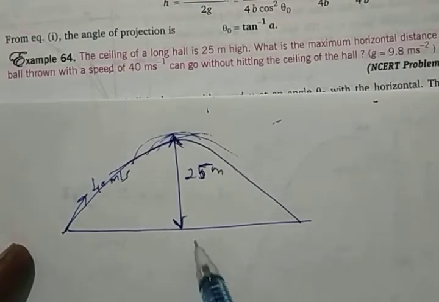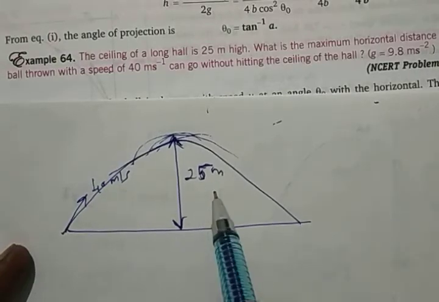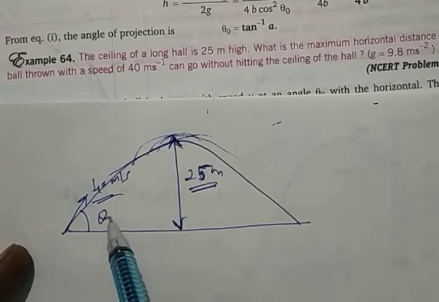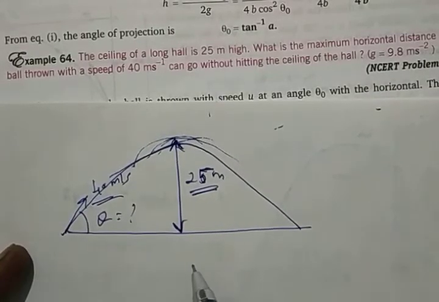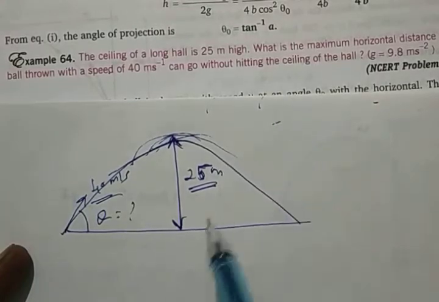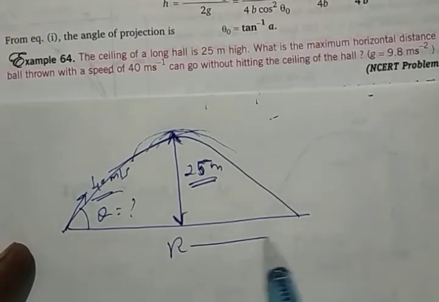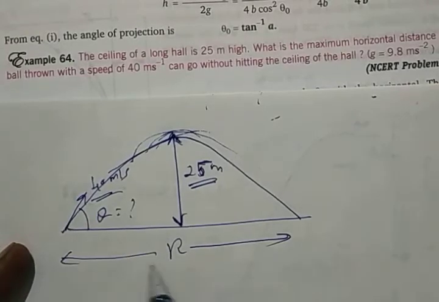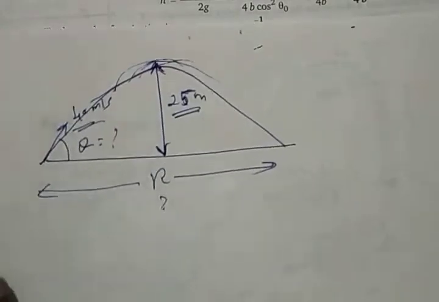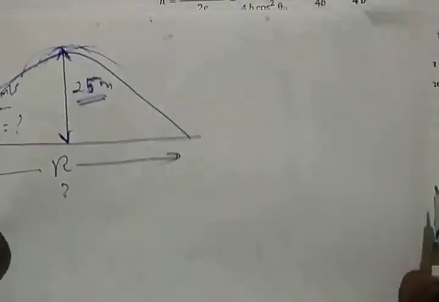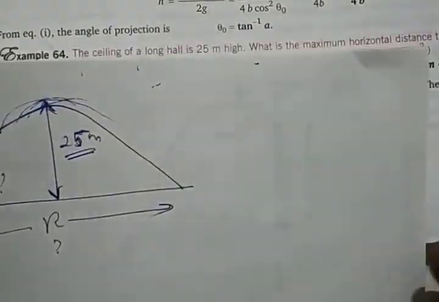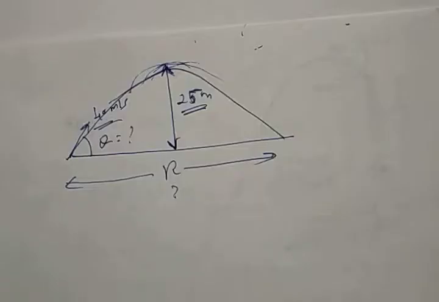Okay, now we have some parameters. 25 meters is given here, speed is given here, theta is missing. We don't know this theta value here. But you are asked to find out the maximum horizontal distance. A range is asked. How much is this range? That is a question mark here. So how to solve this one? Solving this one is pretty easy here. First of all, we need to try to find out the angle here. The angle will be much more important here.